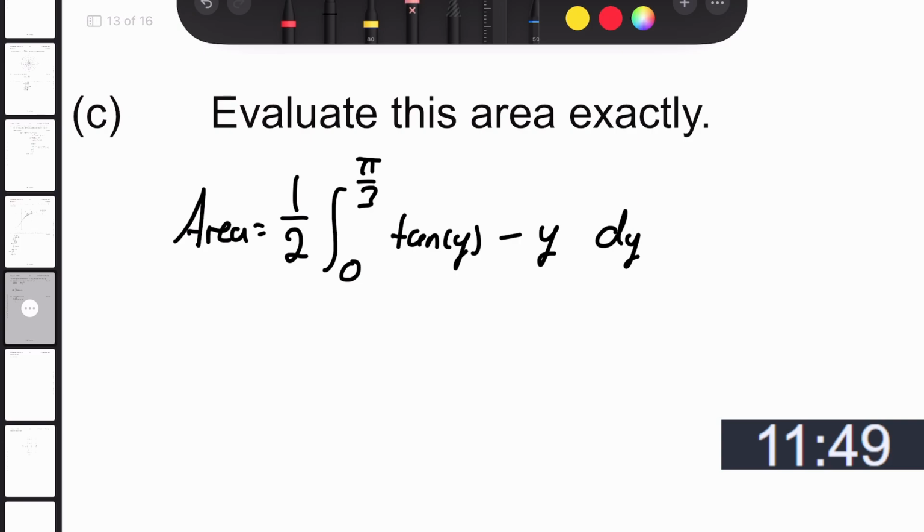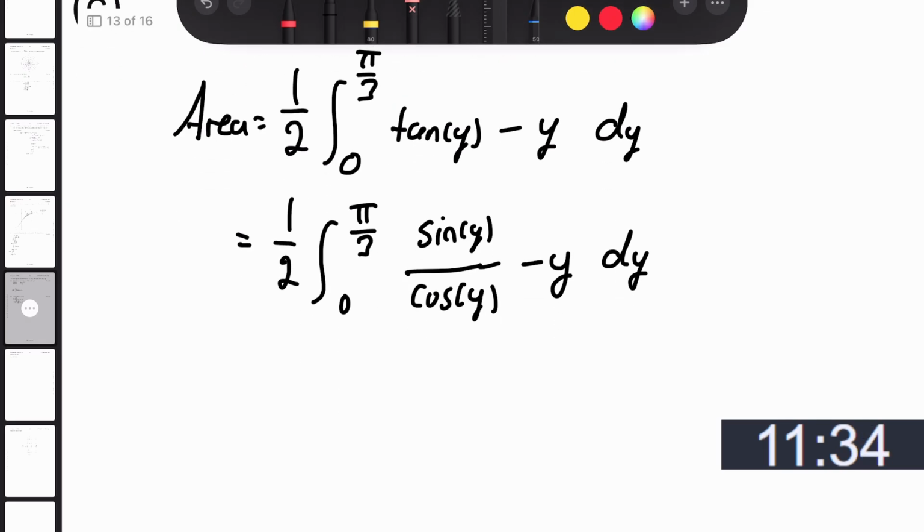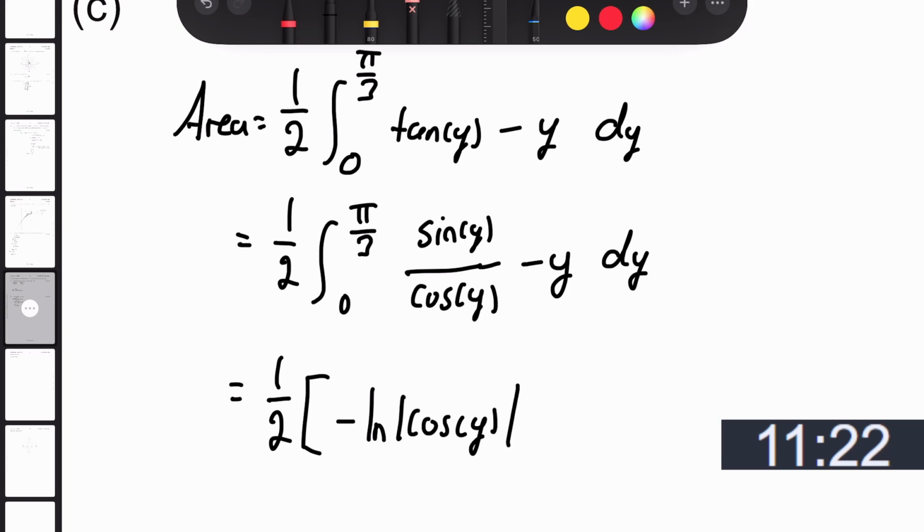Oh, wait. Okay, hold on. Oh, if I say this is sine of y, cosine. Okay, I think I'm getting somewhere. So then this would be a half of... So the derivative of cosine is going to be negative sine. So this would be negative ln cosine of y minus y squared on 2.